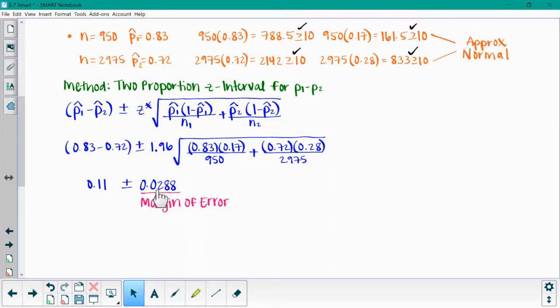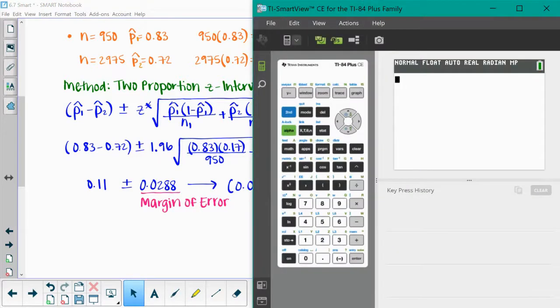So once I calculated all of this, I got a confidence interval of 0.0812 to 0.1388. Now that I have this, we are going to go ahead and look at it in our calculator. So let me go ahead and open that up. So I have my calculator.